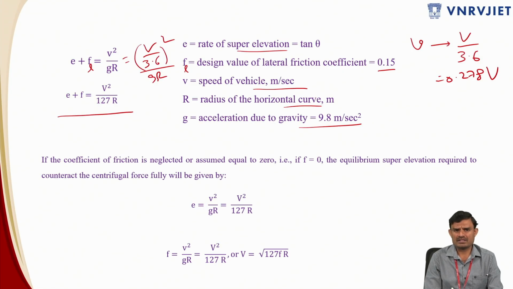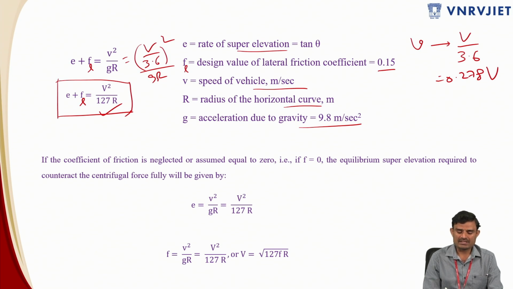There are instances in some competitive examinations where E plus F is given directly in terms of capital V square. So you can remember this value also. You need not waste your time doing this derivation. So E plus FL is equal to v square by gR in terms of small v. In terms of capital V it is V square divided by 127R.